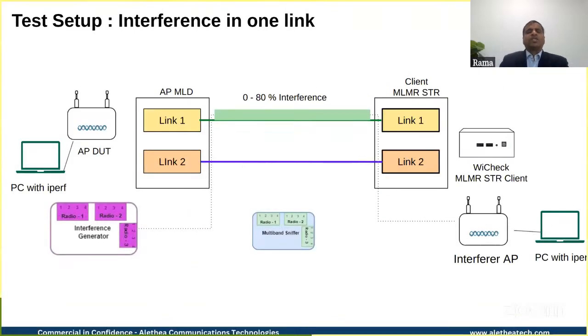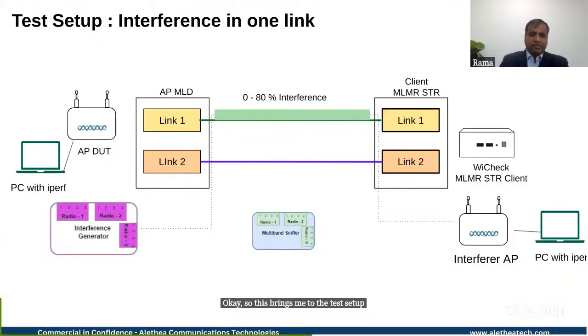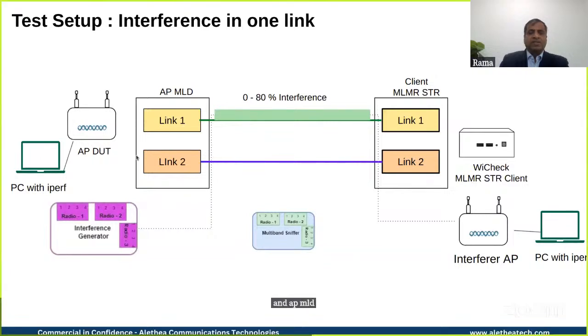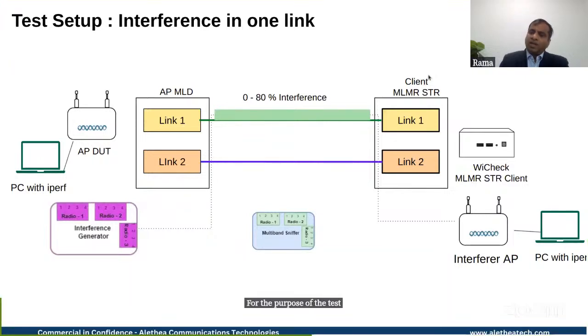Okay, so this brings me to the test setup that I would like to present. In this test setup, we have an AP MLD for the purpose of the test, because all the client devices only support 2-link MLO. We are only considering 2 links for the test. One link is in 6 gigahertz, the other link is in 5 gigahertz.